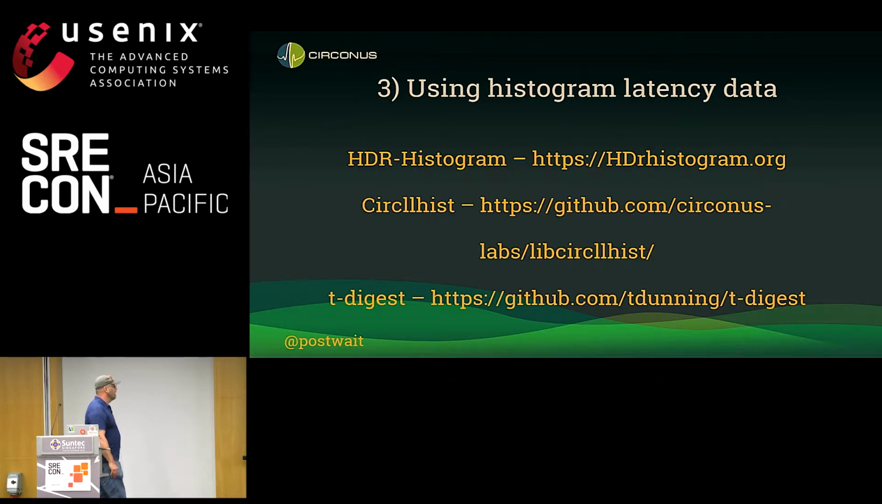So there are a couple of libraries that do this. The HDR histogram stuff is pretty interesting from Gil Tene. The circllhist is the one that we wrote at Circonus. Both of those are open source, as is the tdigest. So I'm not going to dive in too much to why tdigest is the wrong tool for this job, but I'll have a slide about it at the end, and I'll talk a little bit.